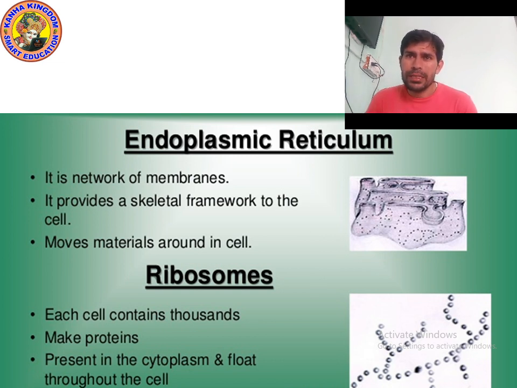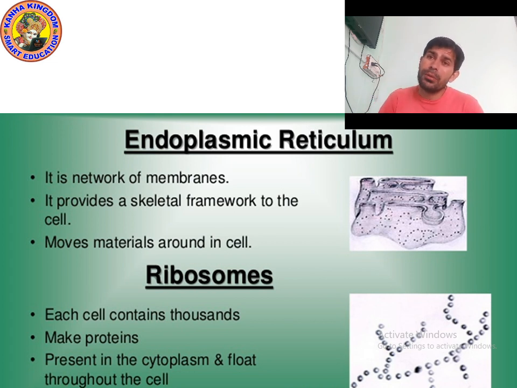Where is ribosome present? Ribosome is present in the cytoplasm and floats throughout the cell. Yes, it floats, because as I said, cytoplasm is a jelly-like substance. I hope you understood what is endoplasmic reticulum. It is a network of membranes, and there are two types: smooth endoplasmic reticulum and rough endoplasmic reticulum. It provides a skeletal framework to the cell and moves material around in a cell.